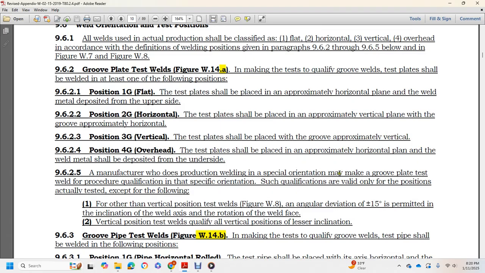A manufacturer who does production welding in a special orientation may make a groove plate test welding procedure qualification with that specific orientation. Such qualifications are valid only for the positions actually tested, except for the following: for other than vertical position test welds, an angular deviation of plus or minus 15 degrees is permitted in the inclination of the weld axis and in the rotation of the weld face. Vertical position test welds qualify all vertical positions of lesser inclinations.